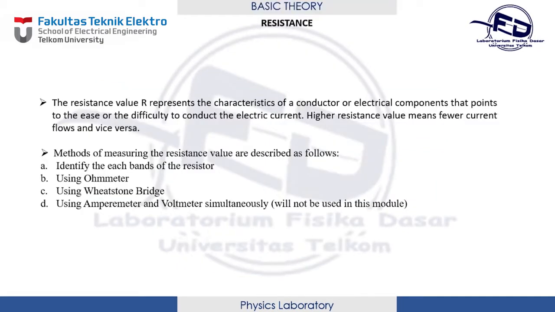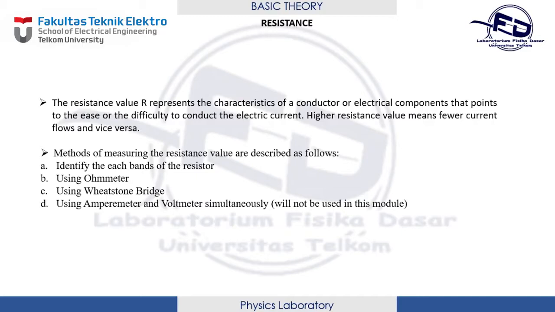Second outline, theory. First, theory about resistance. The resistance value R represents the characteristic of a conductor or electrical component that points to the ease or the difficulty to conduct the electric current. Higher resistance value means less current flows, and vice versa.